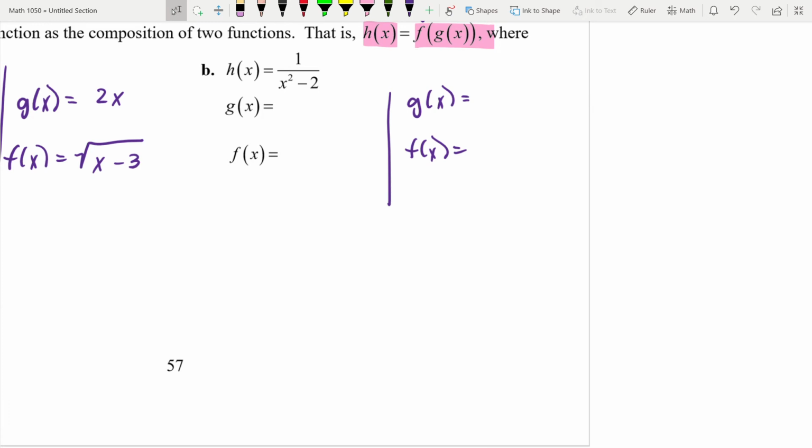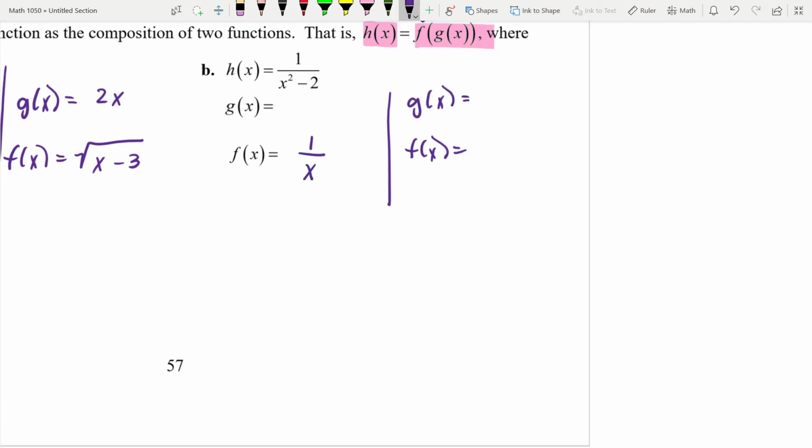I was going to say, somebody answer, but not Reagan, because I know Reagan understands. I want somebody else to speak out. Jackson, do you know? You kind of seem like you know. Go ahead. 1 over x. Okay, yay. 1 over x.